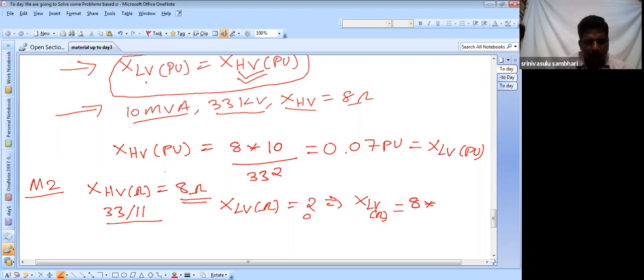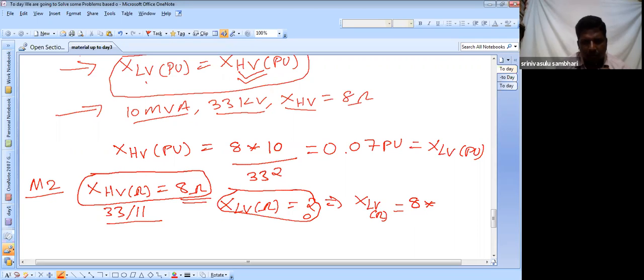What is the XHV ohms? It is the equivalent reactance referred to high voltage side. Now, what is the equivalent reactance referred to LV side? You have to go... That means, I give the formula. HV side how much? This is 8 ohms. Now you have to write N1 by N2 whole square, N2 by N1 whole square may confuse. For that reason I am giving the one shortcut.